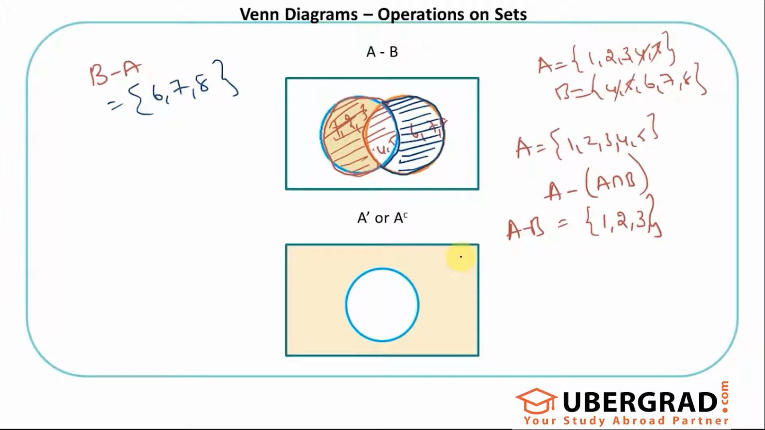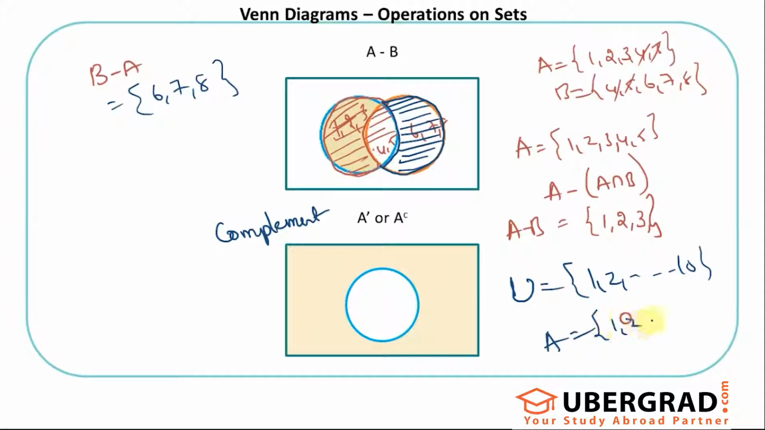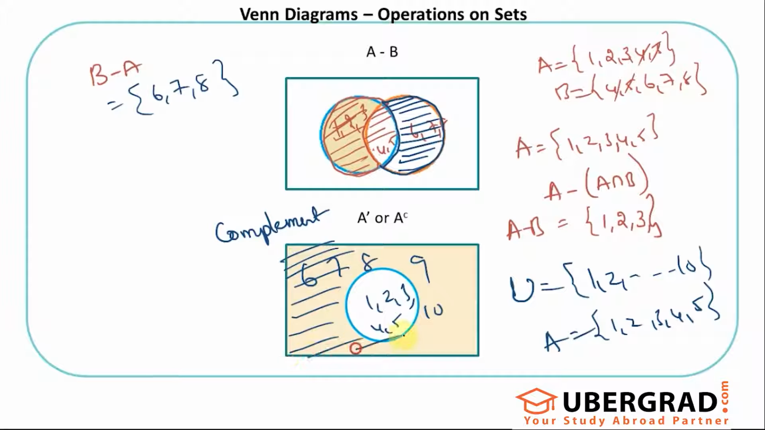Finally, this is complement. So if I know the universe, which I have defined as 1, 2 and so on up to 10, and A is defined as 1, 2, 3, 4, 5, then all these 5 elements will be present here. The universe, as I said, is this entire rectangle, which would have 1, 2, 3, 4, 5 in this circle. The remaining 6, 7, 8, 9 and 10 will be spread out in this shaded zone. That's the complement of A.